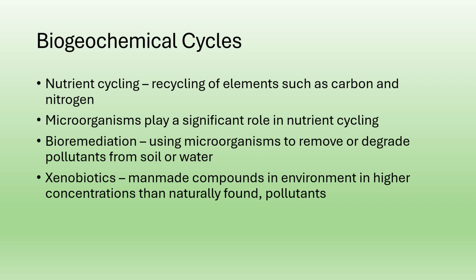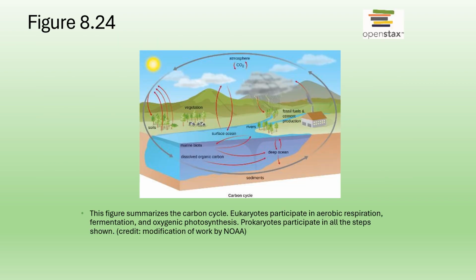Biogeochemical cycles, what we're talking about here is nutrient cycling, the recycling of things like carbon, nitrogen, sulfur, phosphates, all of that. Microorganisms play a significant role in nutrient cycling. Bioremediation is using microorganisms to remove or break down pollutants that are either in soil or water. Xenobiotics are man-made compounds in the environment. They're in higher concentrations than what would naturally be found there. Typically, you're talking about pollutants. They shouldn't be there in that concentration.